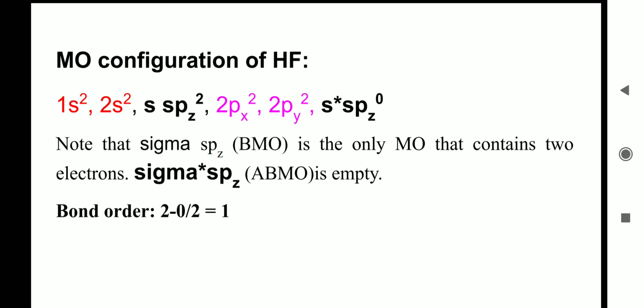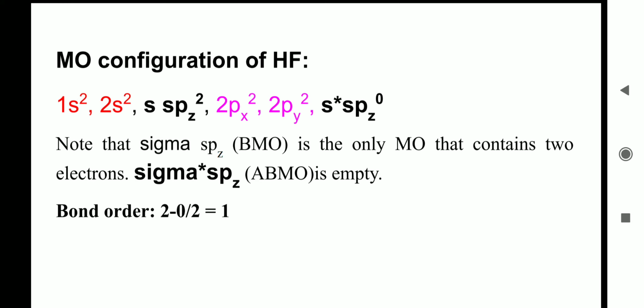So while writing the molecular orbital configuration of HF, even if we write just sigma s-pz2, it is correct, because the rest of the orbitals are either atomic orbitals, orbitals containing lone pairs of electrons, or the vacant anti-bonding molecular orbital. But writing it in the manner shown in the slide gives the correct and real picture. Now let us calculate the bond order.